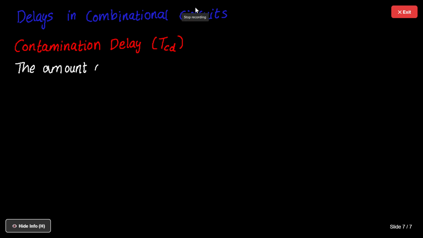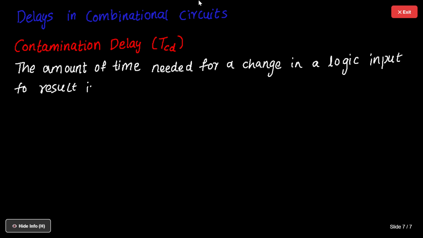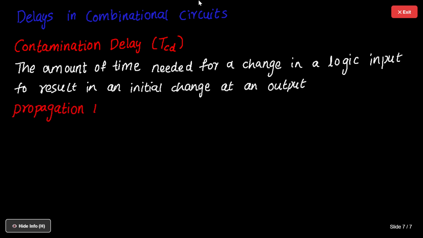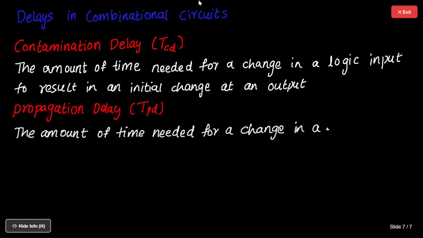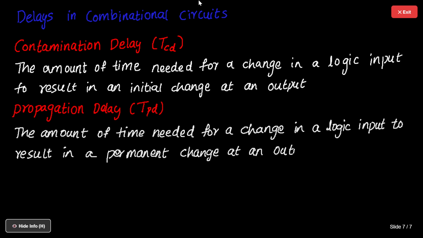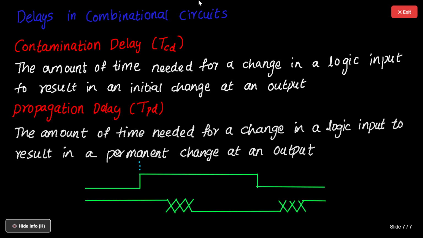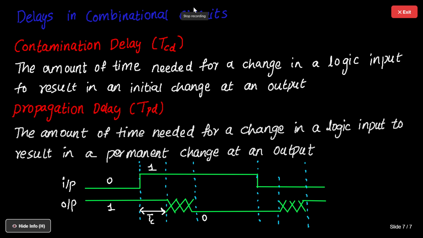Now, let's talk about delays in combinational circuits. Contamination delay: the amount of time needed for a change in a logic input to result in an initial change at the output. Propagation delay: the amount of time needed for a change in a logic input to result in a permanent change at an output. This is how the contamination delay and propagation delay can be seen in a waveform.